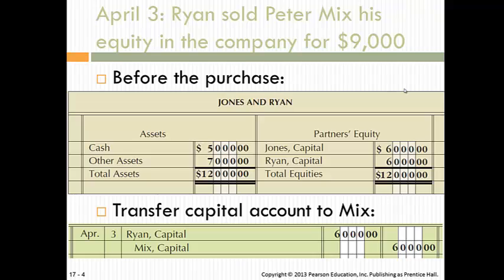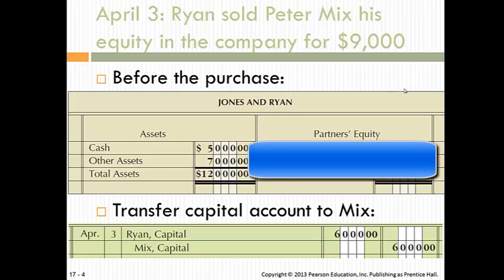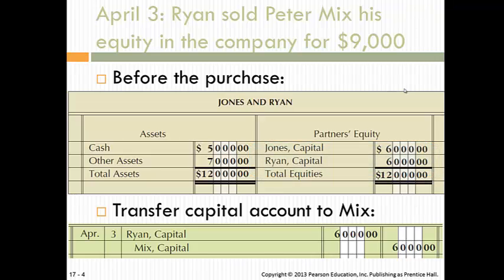In the partnership accounting records, Ryan's capital balance is $6,000. We see that here on the right side of the statement of owner's equity for the partnership. So Mix is purchasing Ryan's capital balance, which is $6,000, for $9,000 cash.